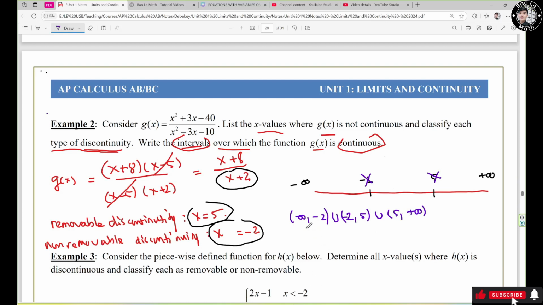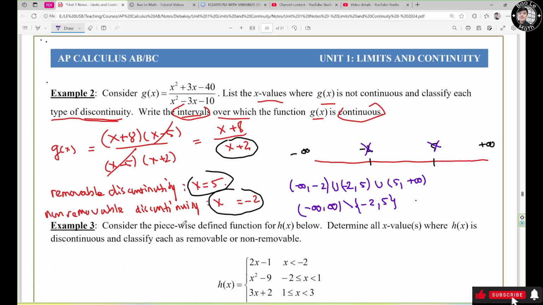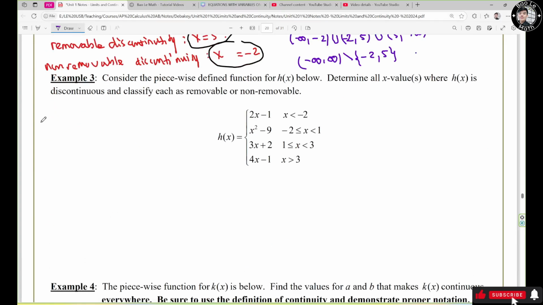Or you can write like this, negative infinity to positive infinity, eliminate two values, -2 and 5. In this situation, you need to use the curly bracket, right? So keep that in mind. Alright, let's move on to example number 3.